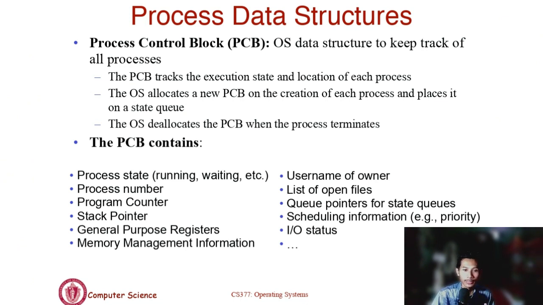And the next, scheduling information that includes parameters such as priority that influence the process scheduling and execution, and about IO status that indicates the current status of IO operations associated with the process.